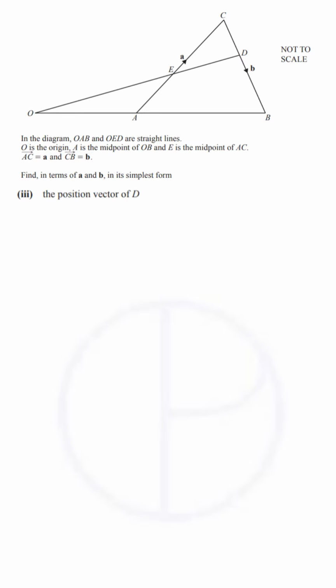Next, find vector OD. Here, O, E and D lie on a straight line, so OD can be written as T times vector OE, where T is a constant. T times 3 over 2A plus B. Mark this as equation number 1.